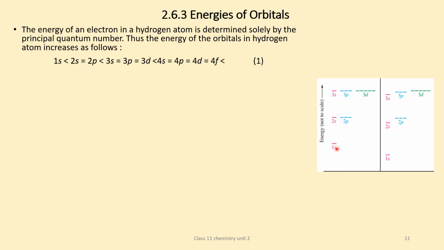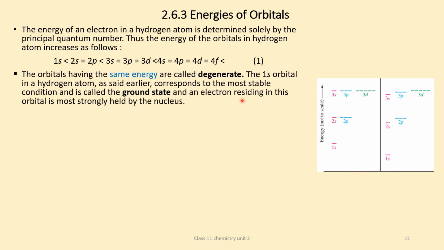Please see the figure here: 1s, 2s, 3s. The energy levels, which are not to scale, are shown here in pinkish color. This is for s, and p is here, and d is here in the third column. Orbitals having the same energy are called degenerate. Same energy is degenerate.